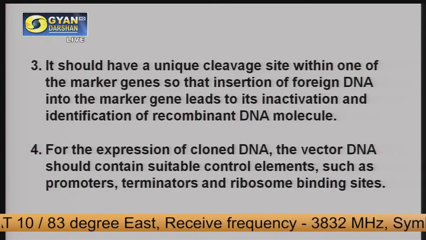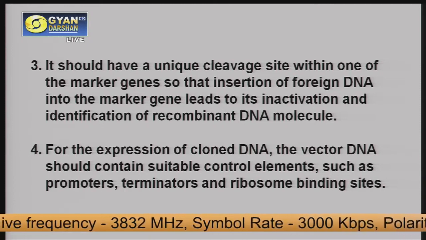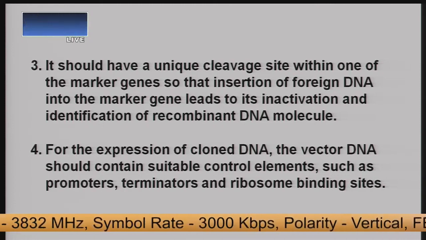For the expression of cloned DNA, the vector DNA should contain suitable control elements such as promoters, terminators, and ribosome binding site. This is more common with the expression vectors, not the cloning vectors, because in an expression vector you need to express the protein, and therefore you need a certain promoter, you need a terminator sequence, you need a ribosome binding site, you need a start codon and stop codon. Okay, so all these components should be there. Okay, so these are the properties of vectors.